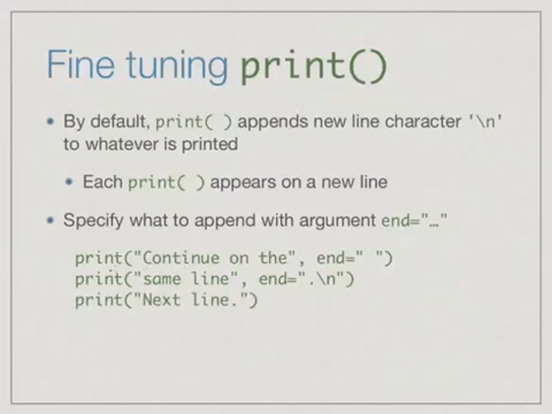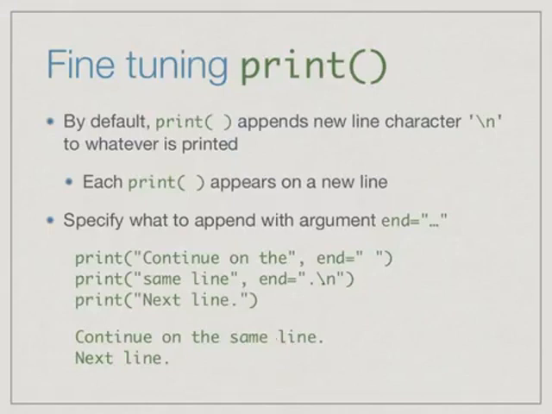The first statement says print "continue on the", this is just a string, but set end to a space. The second line says print "same line", and then set end to a full stop and a new line. And then the third statement says print "next line". So in the first two statements, we are changing the default. The default would have been to print a new line, but the first statement is not printing a new line. So if we print this, what we see is that the first two statements, "continue on the" and "same line", come on a single line because we have disabled the default print new line.